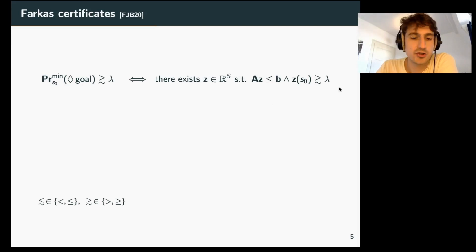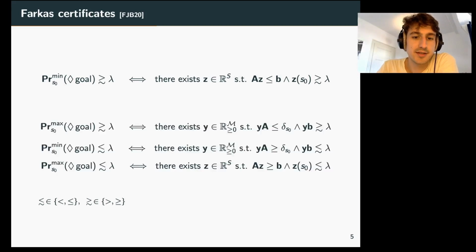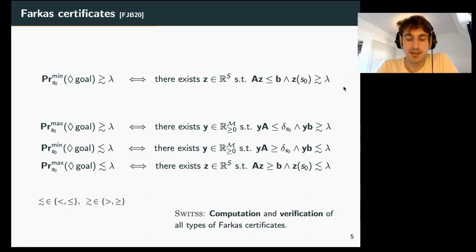And we have such formulations as satisfiability of an inequation system for all types of threshold properties. And this is nice because now we have a wide range of vectors that we can use to certify that the threshold property holds. We don't need to compute the actual value of the minimal or the maximal vector. And SWITSS has methods to compute and verify all these types of Farkas certificates.